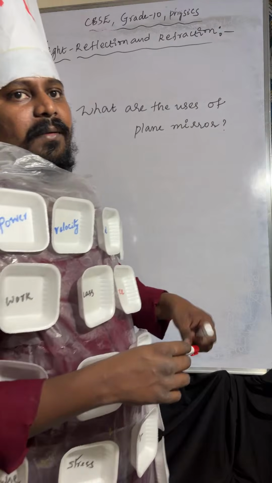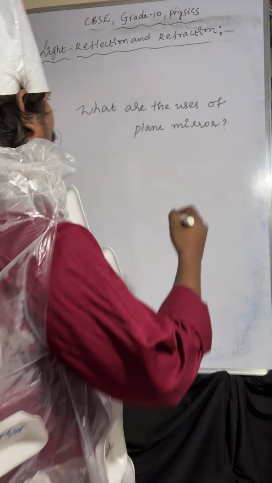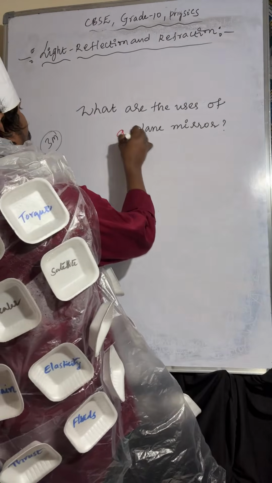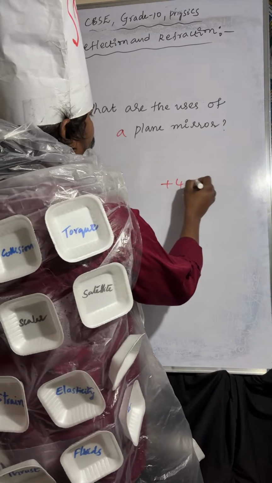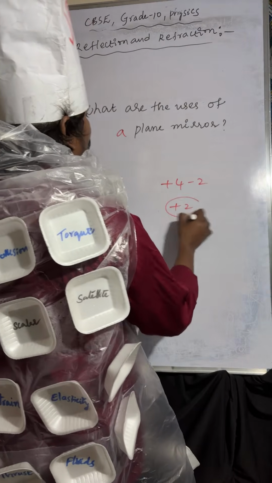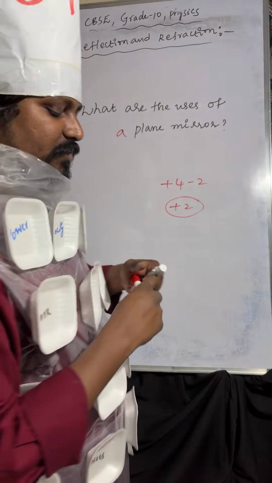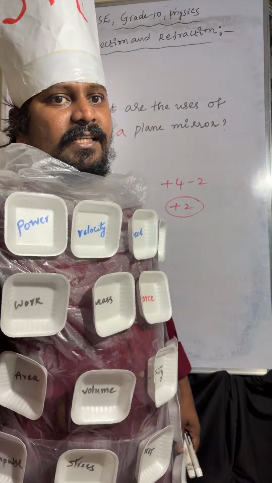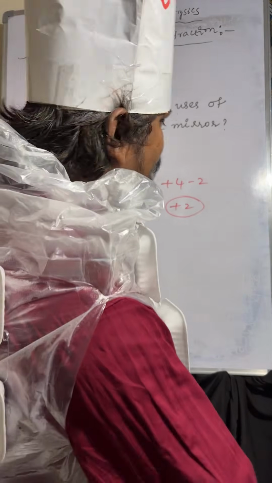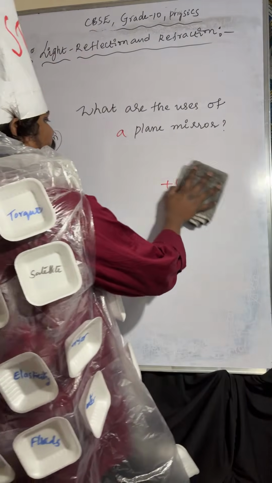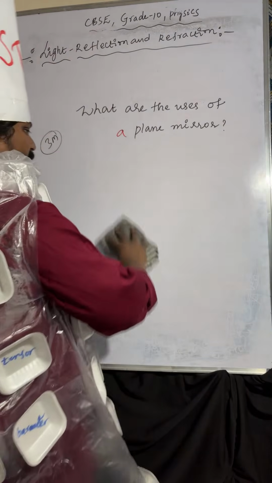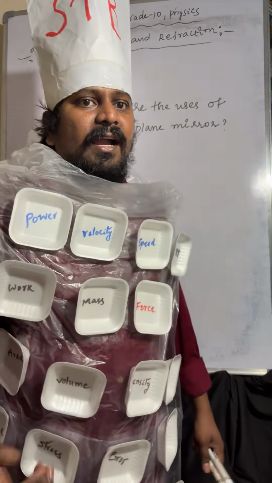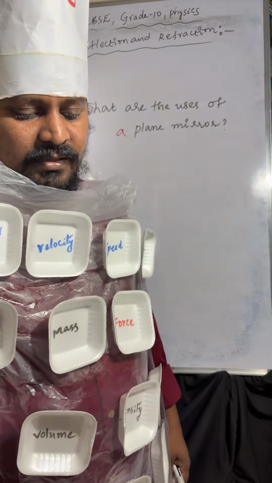So you have to add plus 2, minus 4. Uses of a plane mirror. So plus 4, minus 2, then you'll get plus. So power of lens is positive for convex lens. Power of lens is negative for concave lens. So you have to add those powers, that's enough.